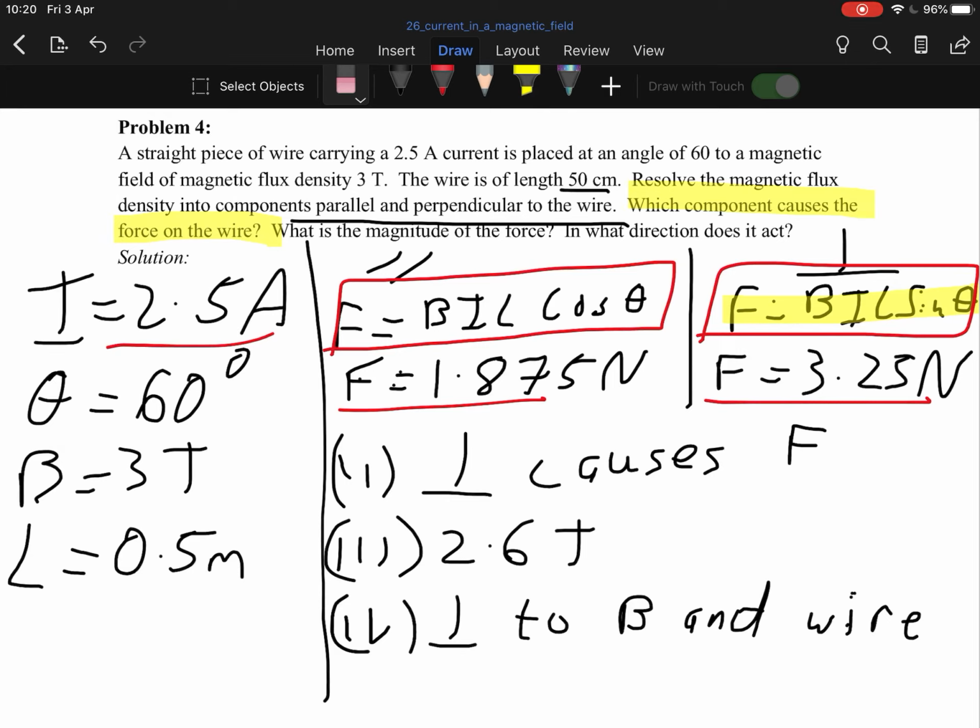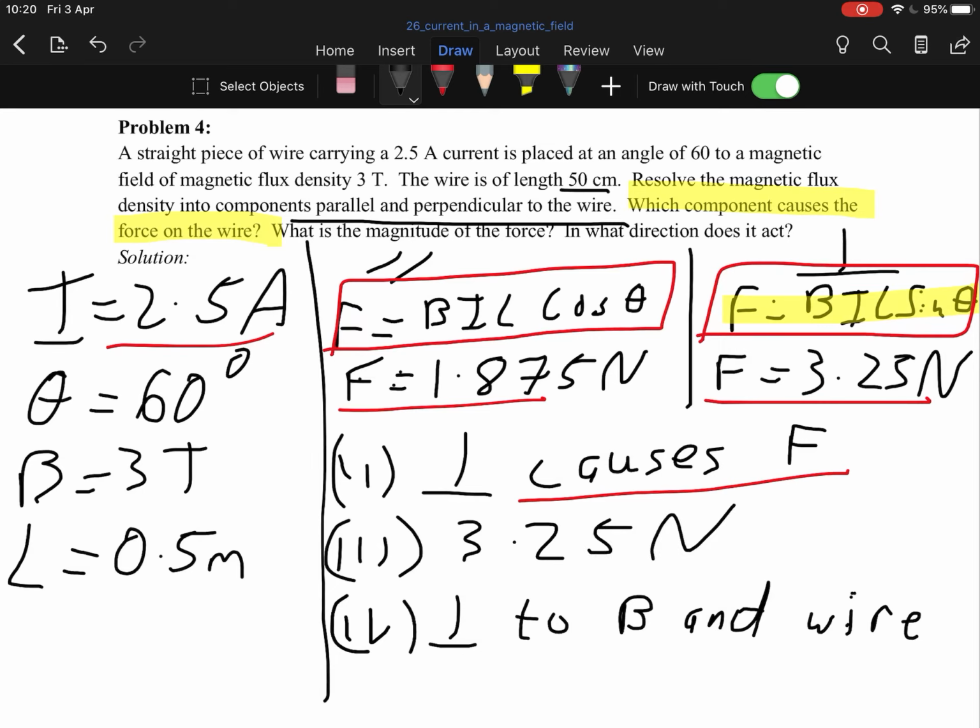Resolve the magnetic flux density into its components parallel and perpendicular for the wire. So we've got the force. So therefore part 2 is simply that the perpendicular is that. The force is not 2.6. The force is actually 3.25 newtons. Okay, and the last bit, in what direction does it act?